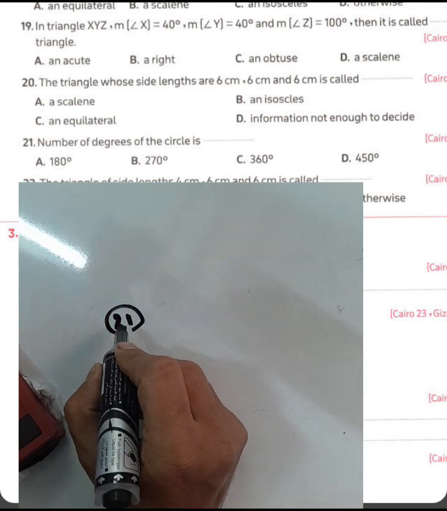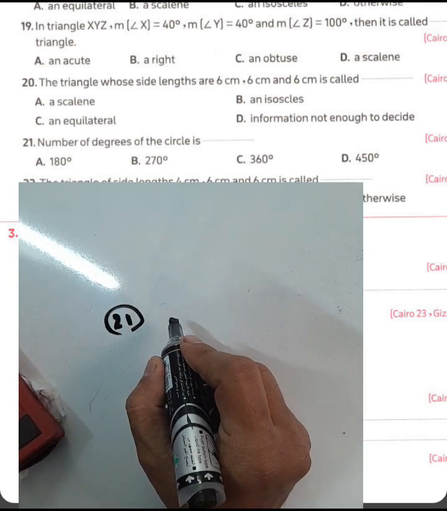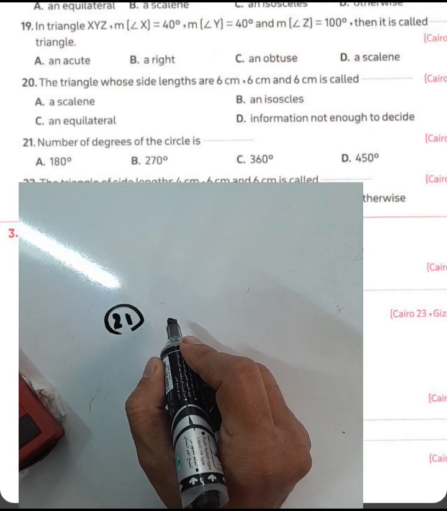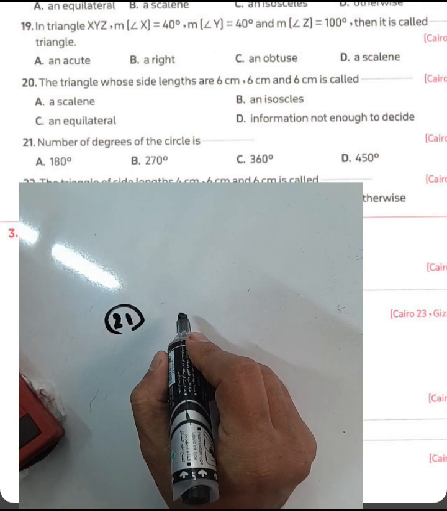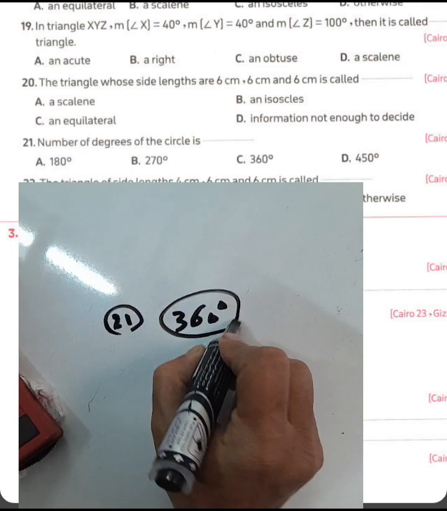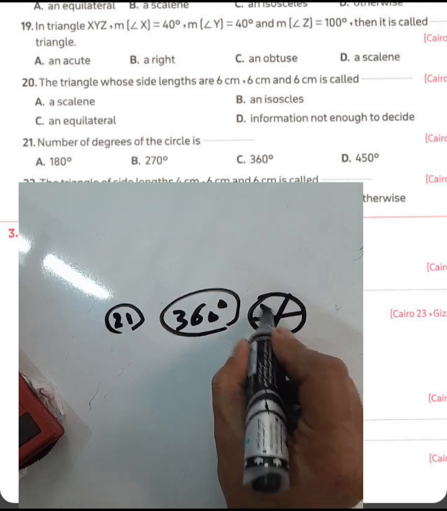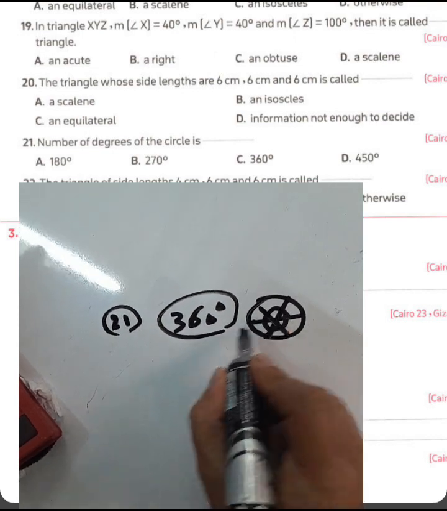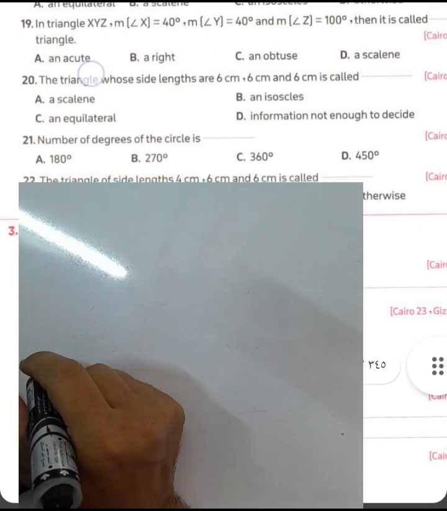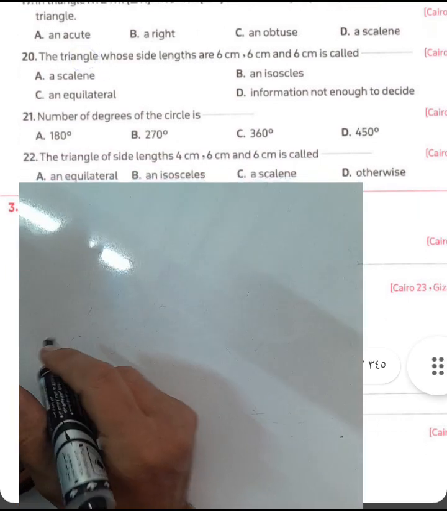Question 21. The number of degrees of the circle equals what? The number of degrees of the circle is 360. This is the measure of the cumulative angles at this point. The sum of them equals 360 degrees. The measure of the circle's angles. This is the number of degrees of the circle, 360.